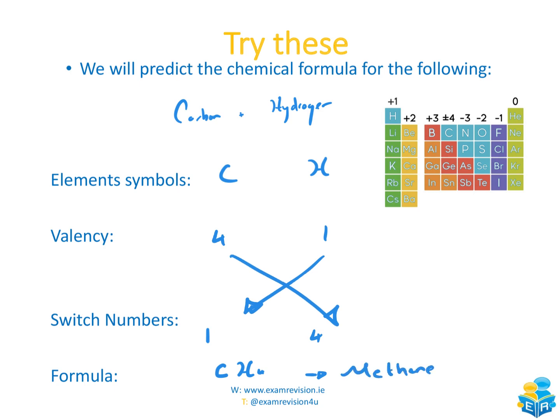Okay, so it's the exact same steps the whole way throughout. Write down the element symbols, write down the valency, switch the numbers, and then you're easily able to form the chemical formula from that.